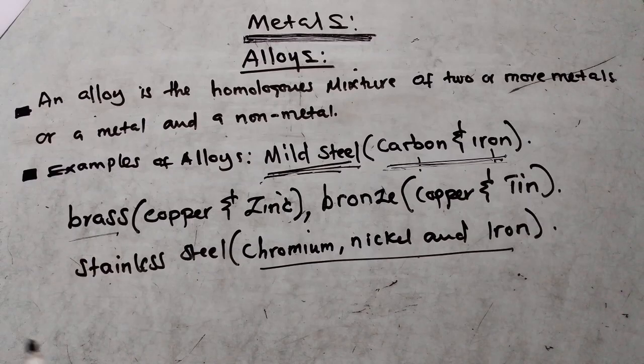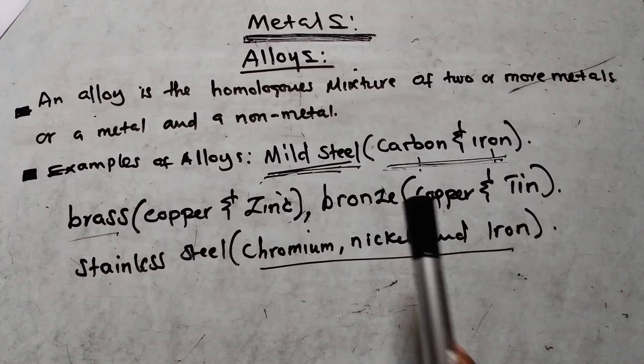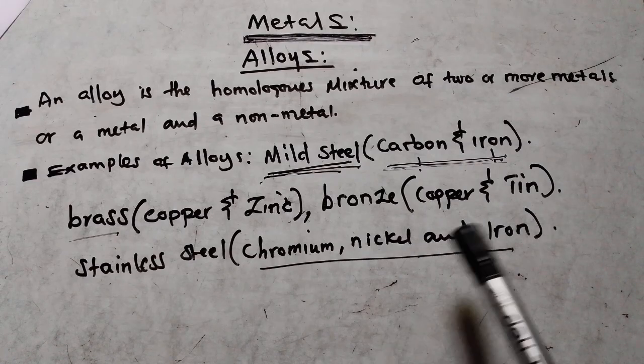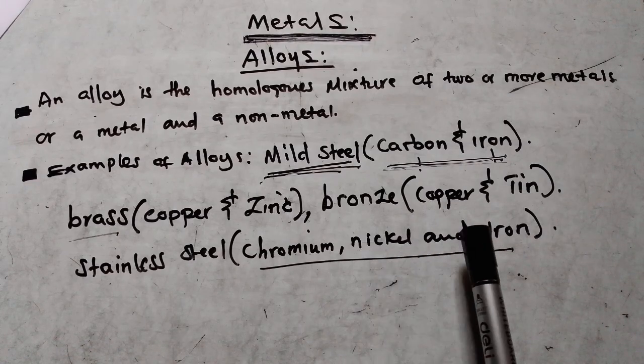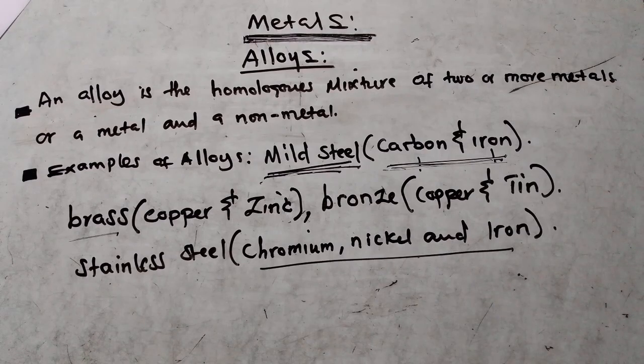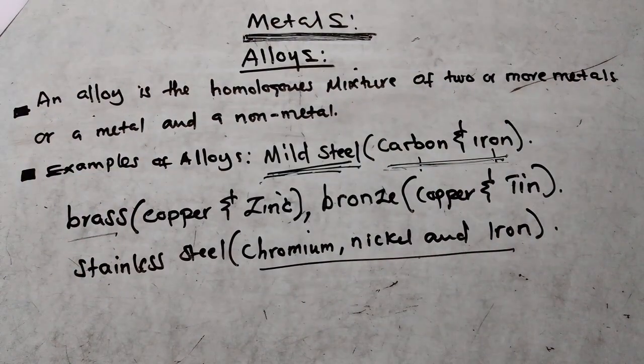Same applies to brass. You need to know to say the elements which make brass. We have copper and zinc. Bronze, we need to know that the elements that make bronze are copper and tin. Same applies to stainless steel. We need to know that what makes stainless steel is chromium, nickel, and iron. Once you know this, then you are good to go.